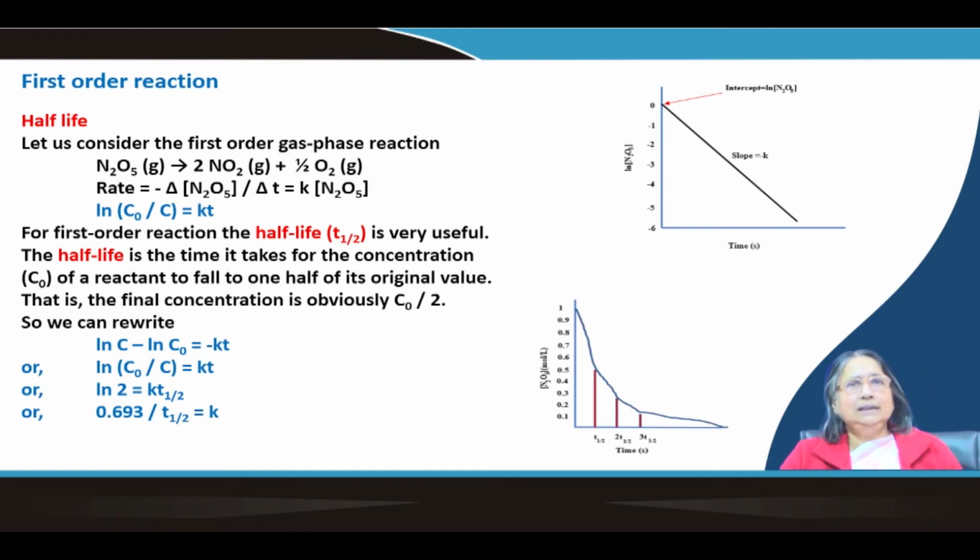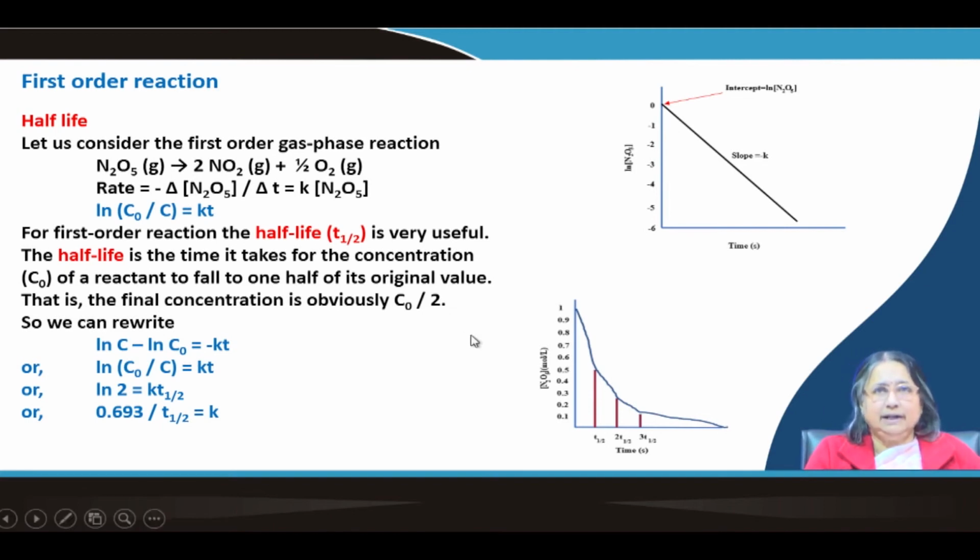Now, one thing is very important for first order reactions. What is that? This is the half life. This is also very important for radioactive elements. All the radioactive elements decay by first order, the degradation is a first order reaction. That is why radioactive elements are also characterized in terms of their half life. So, half life is very important for first order reactions.